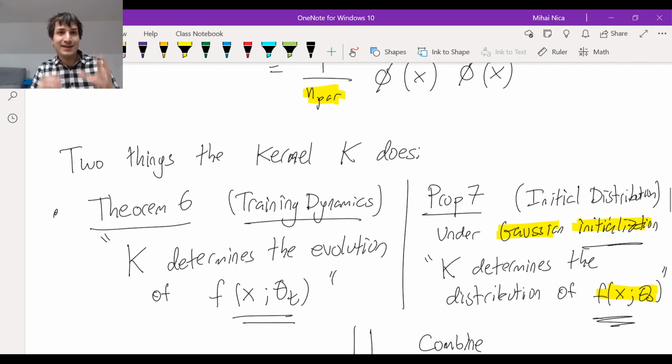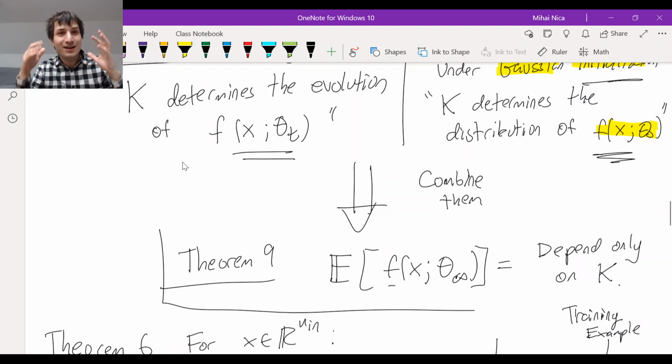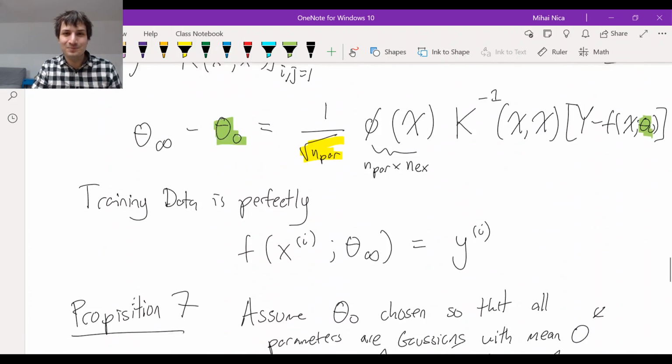Theorem 6 told us that k was in charge of the evolution of the model. So k tells you how you get from the initialization to your final destination. Proposition 7 says that on initialization, the kernel k tells you what the initialization was too. If you combine Theorem 6 and Proposition 7, you get Theorem 9, which tells you that the whole model only depends on k. So I'm going to write down what Theorem 9 says now.